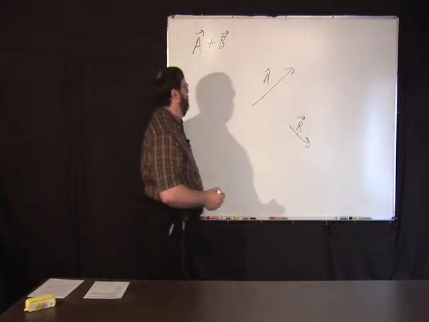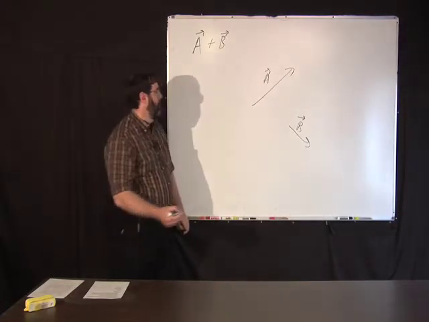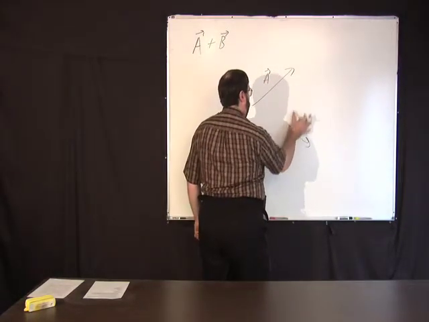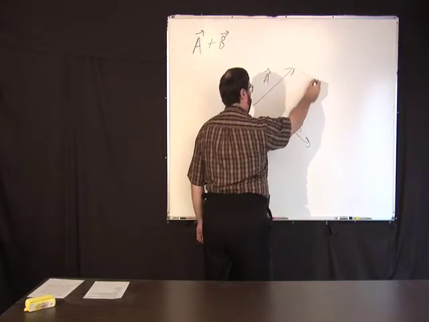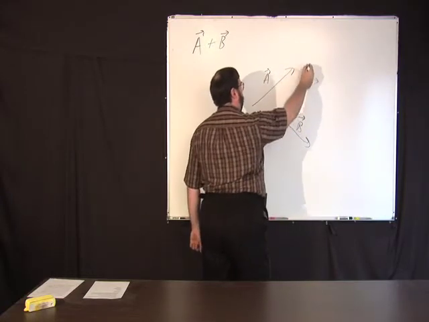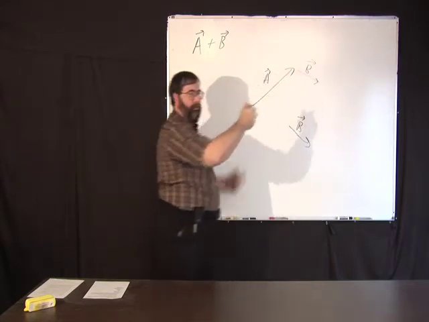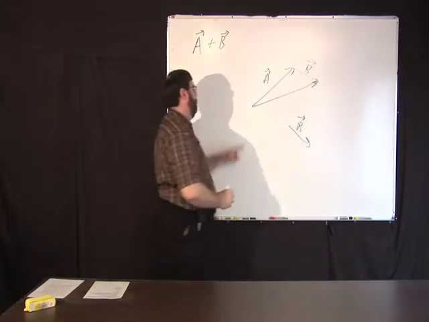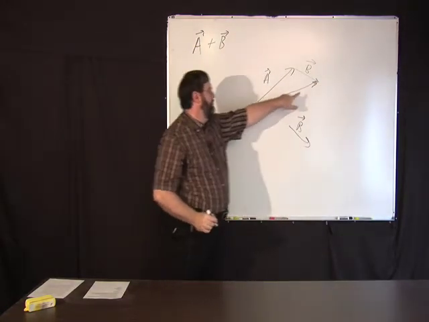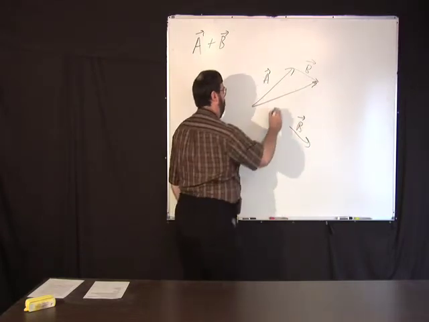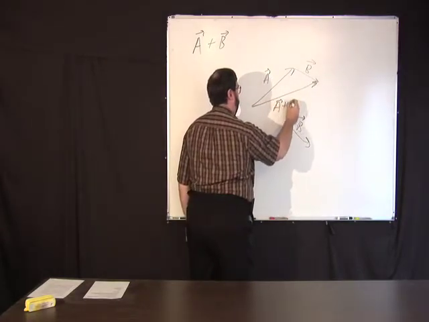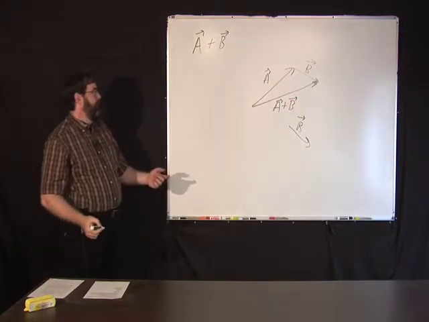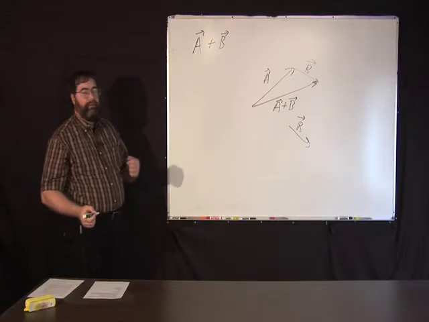What is A plus B? The rule for adding two vectors is you take the first one and slide it over so it's at the tip of the other one. It's still the same vector. It still has a magnitude and a direction. Then from the tail of the first to the head of the second is A plus B. Now we know how to add vectors. Well, what else can you do with a vector?